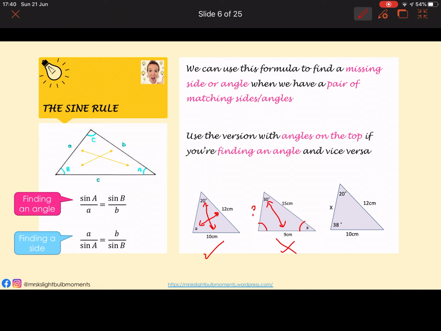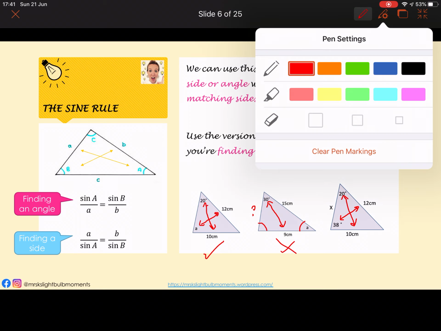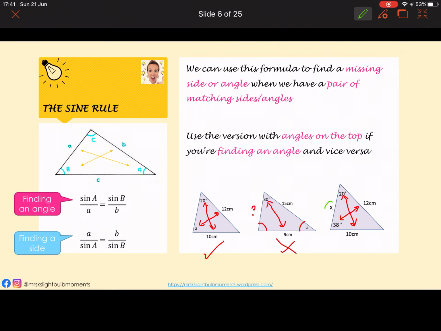Okay. And thirdly, let's look at this one. We've got my 20 opposite my 10, which is great. And I've got my 38 opposite my 12. So looking at that, could I use sine rule? You might think, yes, of course. But actually, you know all of those values. They're not the ones we're interested in. Remember, we're looking to try and find this x. So it has to be involved in the pair. So we have to actually have this angle opposite it to be able to find x.